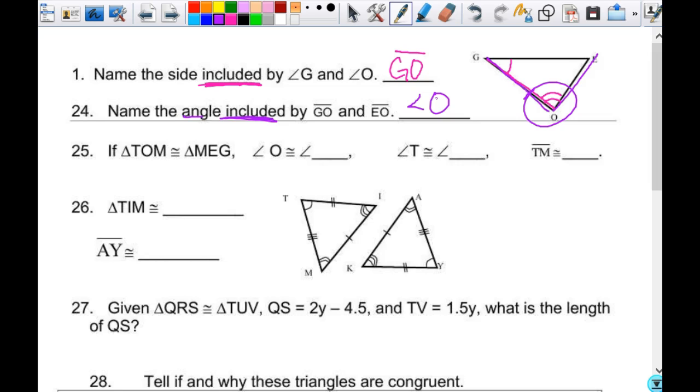All right, so number 25. If triangle TOM is congruent to triangle MEG, then angle O is congruent to angle E, angle T is congruent to angle M, and line segment TM is congruent to MG.